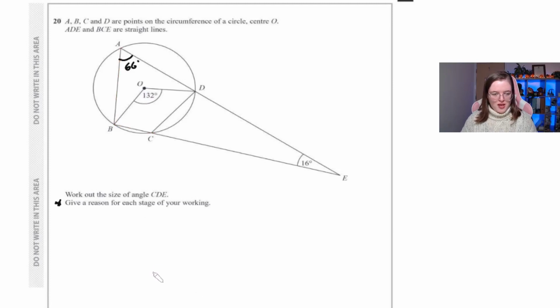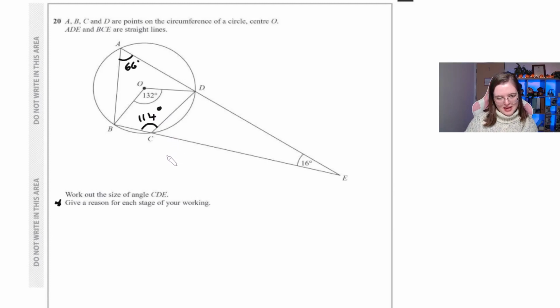So if I then use my rule, opposite angles in a cyclic quadrilateral add up to 180. So therefore this one is 180 minus 66, which is 114. And there we are. That is that.